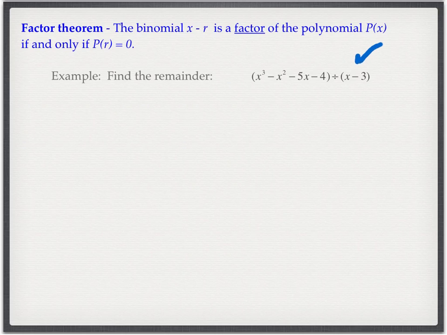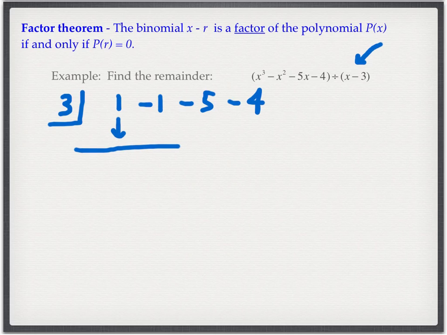Once again, I look at this. I see it's x minus 3, so I'm going to put plain old 3 in that box over there. Then I'm just going to write down all the coefficients: a 1, a negative 1, a negative 5, and a negative 4. I draw my arrow straight down, my line here, and I bring that 1 straight down, and here we go. So 3 times 1 is 3.